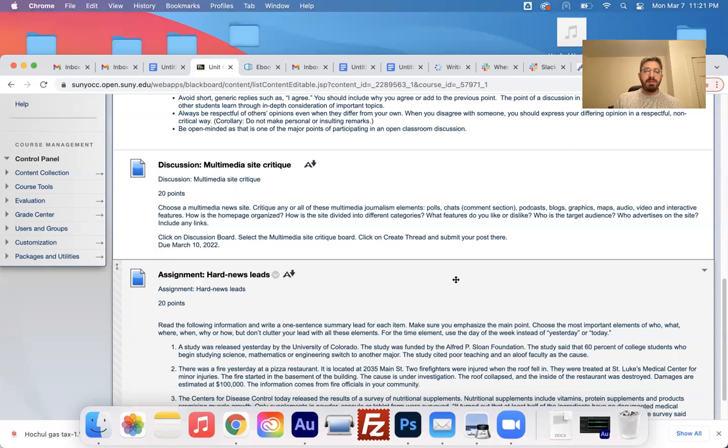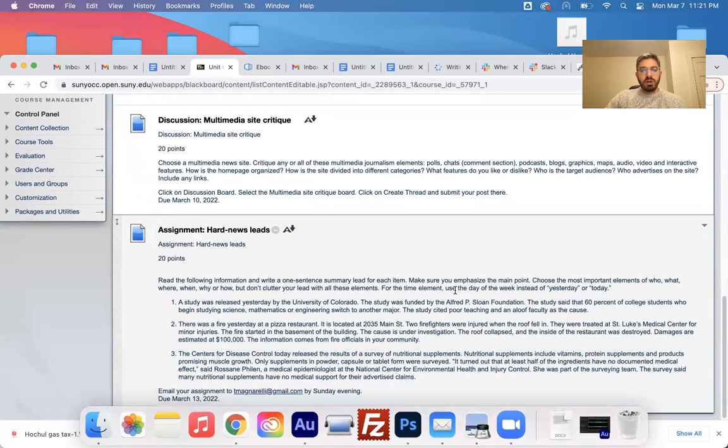And for your assignment, hard news leads. This will be worth 20 points. I want you to read the following information and write a 1-sentence summary lead for each item. Make sure you emphasize the main point. Choose the most important elements of who, what, when, where, why, or how, but don't clutter your lead with all these elements. For the time element, use the day of the week instead of yesterday or today. So if you're writing this on a Sunday, study was released Saturday by the University of Colorado.